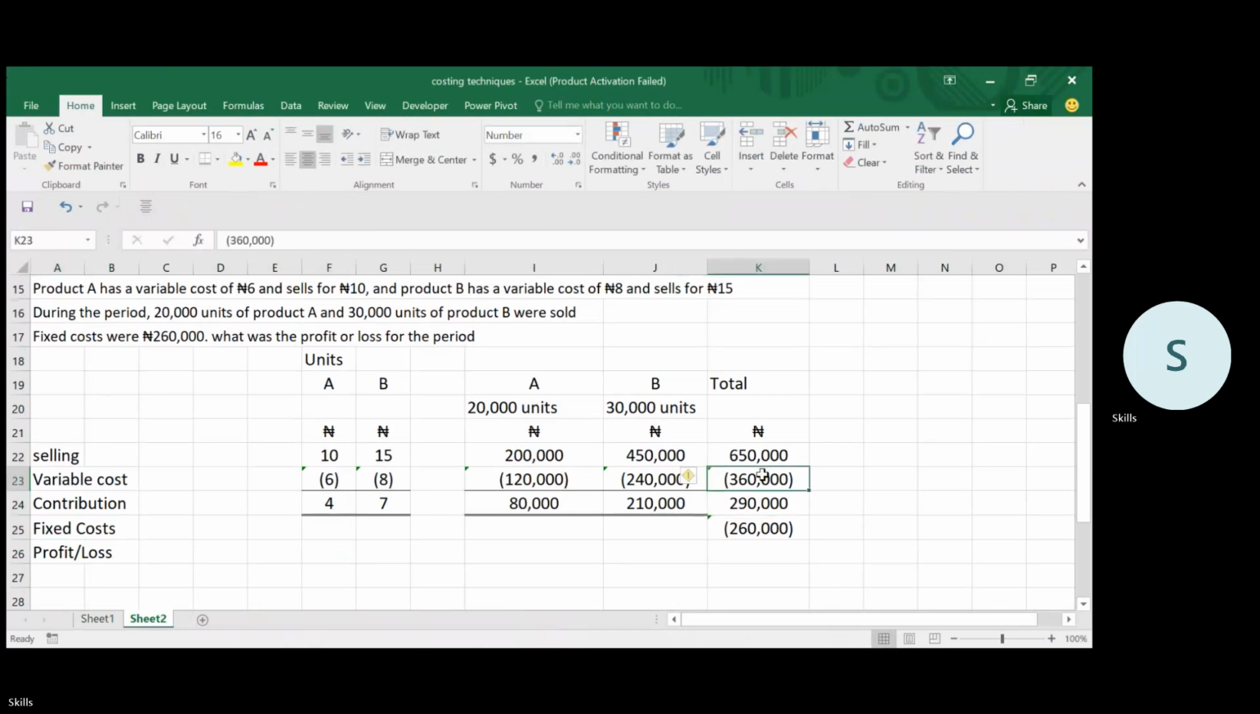290,000 minus 260,000. 290 minus 260 will be left with 30,000. So this 30,000 is our profit. So this is how we determine profit from the marginal costing. Our profit is 30,000.